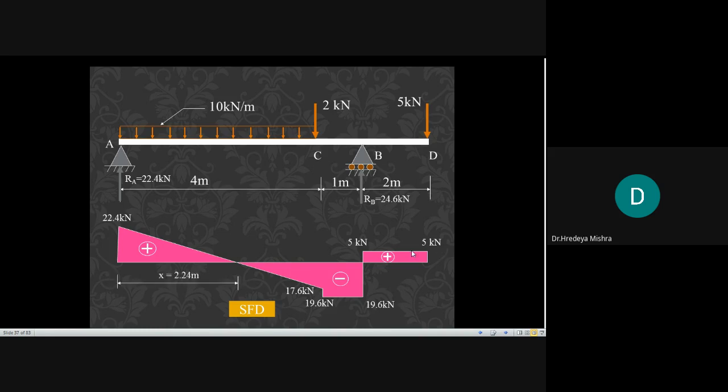Now here, this point is an unknown position. How do we calculate this point? As we calculated in the previous problem, we just assume that at x distance we get this point, and the shear force at this point is 0. So we just apply the shear force at x and we get the value.